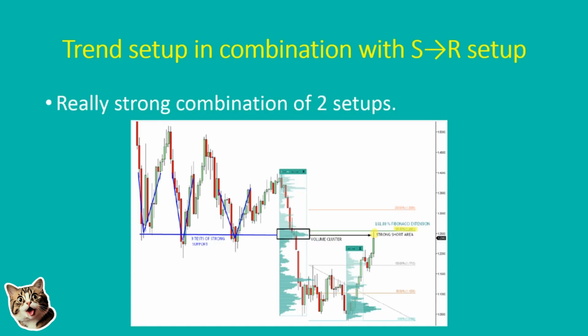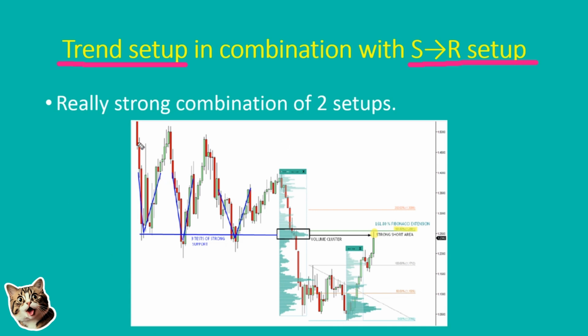Alright? Now there is one very strong combination of two trading setups. The first setup is the trend setup, and the second setup is the support becoming resistance setup, or vice versa, resistance becoming support setup. This is a setup which I already covered in the price action section. Basically, you want to see something like in this picture.